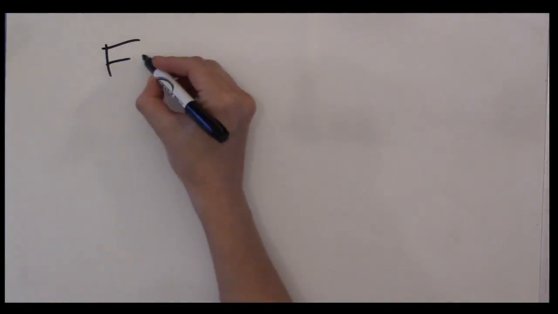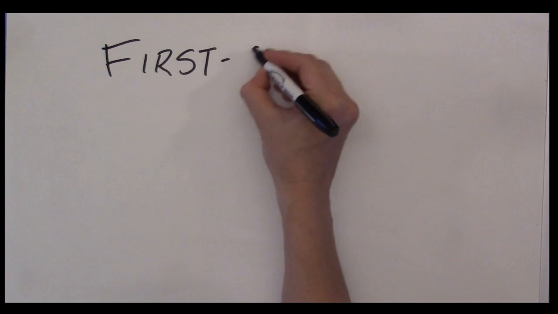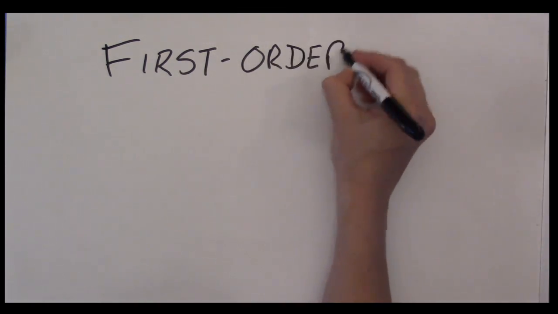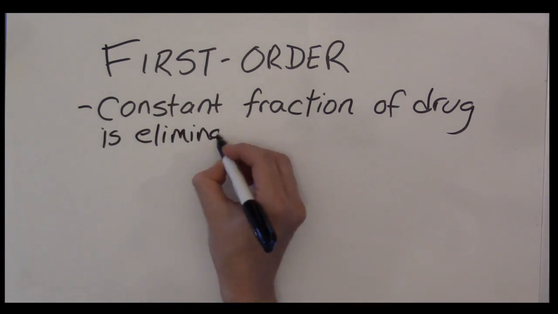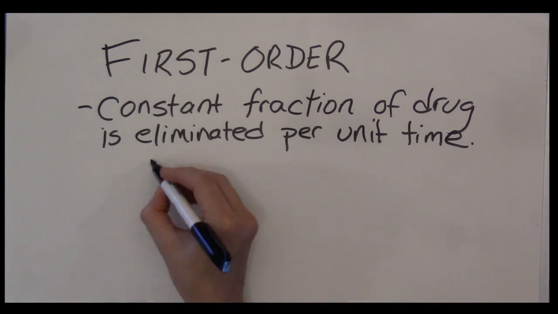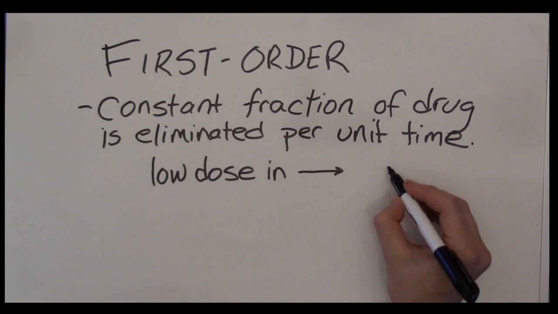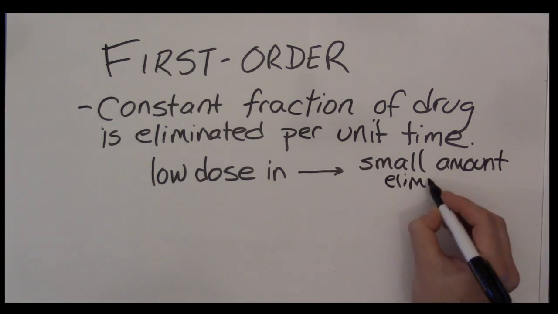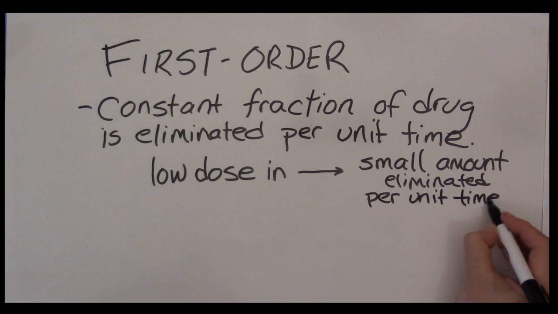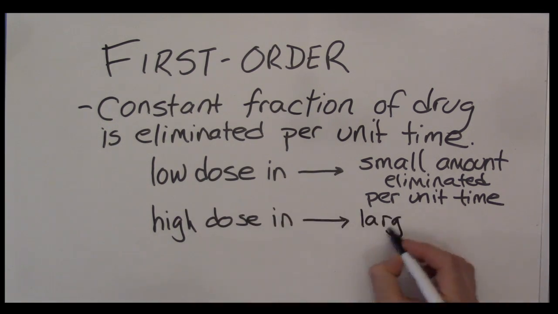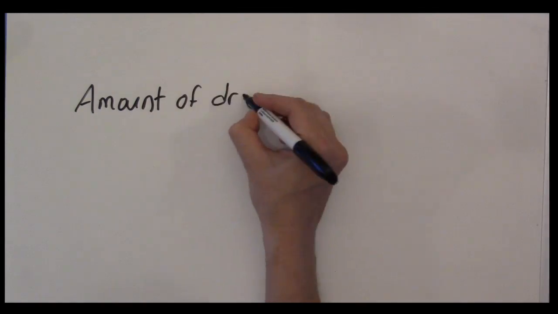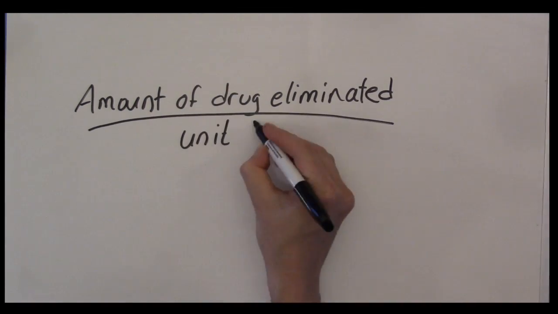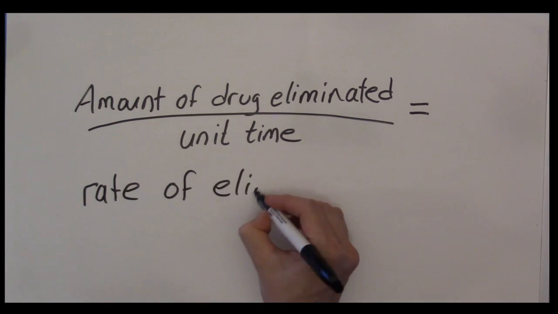Most drugs, at concentrations that are used clinically, exhibit first-order elimination kinetics. First order means that a constant fraction of the dose is eliminated per unit time. So if you give a low dose of the drug, a small amount gets eliminated during each unit of time that passes. If you give a higher dose, more drug gets eliminated per unit time.